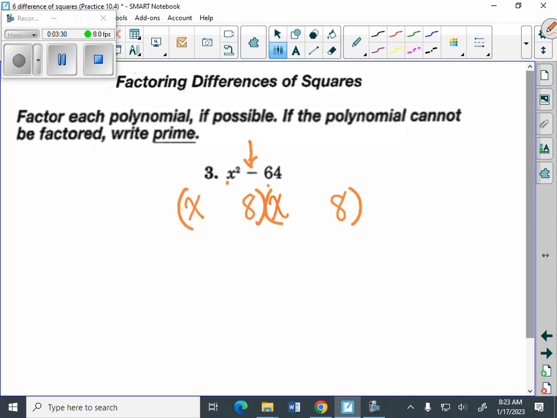But again, ultimately what we just did is we took the square root of x squared to get x. We took the square root of 64 to get 8. And we're going to have the same values in each parentheses with our difference of squares method. The difference is different signs. One parenthesis is going to have a minus sign. One parenthesis is going to have a plus sign. I tend to write the minus sign first. Up to you. It does not make any difference if you write the plus sign first and the minus sign second.